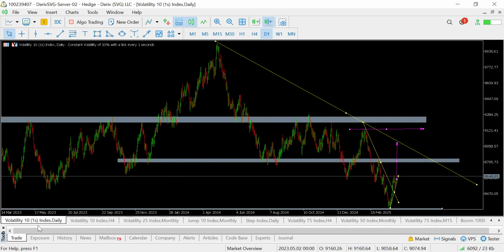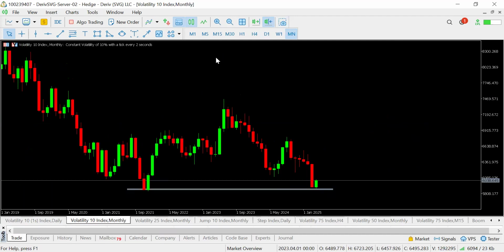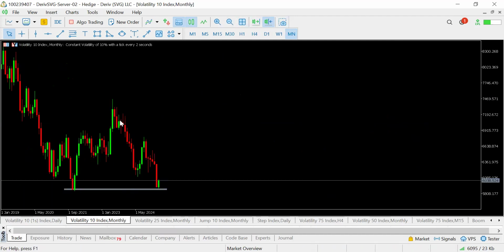I've spent a lot of time on Volatility 10 (1s). Let's look at Volatility 10 itself. As is customary, I start from the monthly time frame. On the monthly time frame, we can see just by looking at it that the market has been in a downtrend for a while now. But there's something interesting about it being in a downtrend.